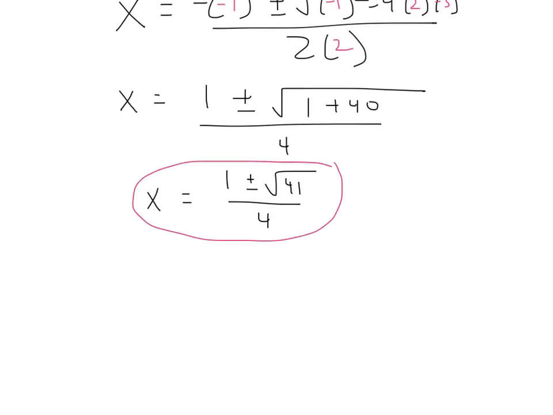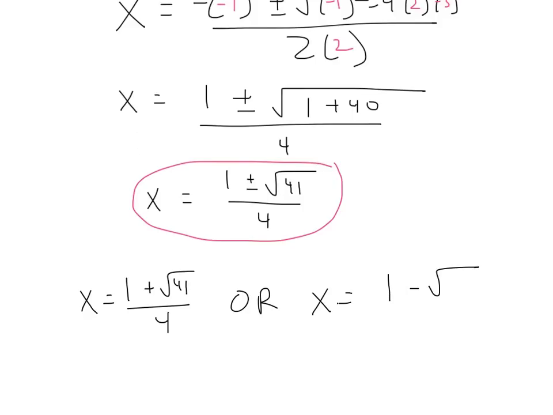Okay, and let me be clear again about what this plus or minus means. Right? What that really means is that here we have two solutions. One of the solutions is 1 plus the square root of 41 over 4. The other solution is 1 minus the square root of 41 over 4. Right, so that's what this plus or minus means. It means here we've got two different solutions. This would be one, this would be the second one.